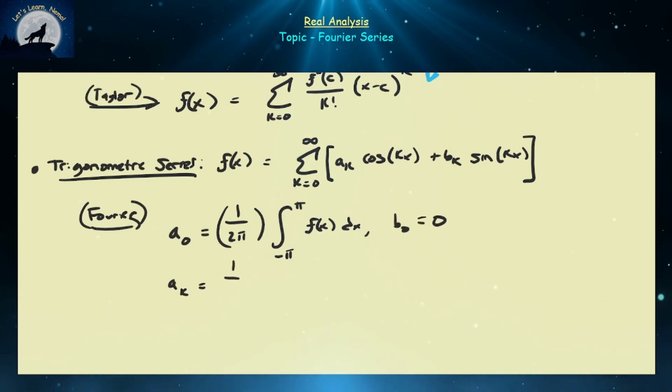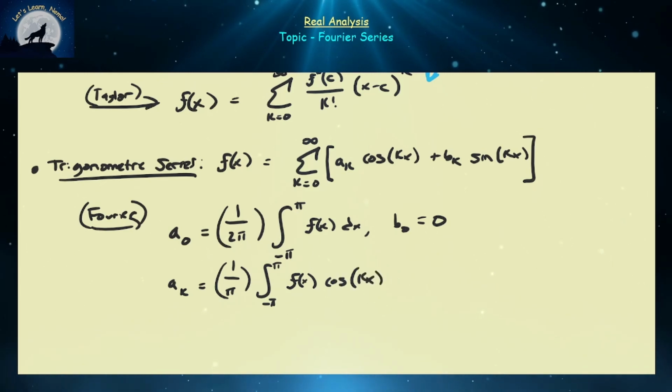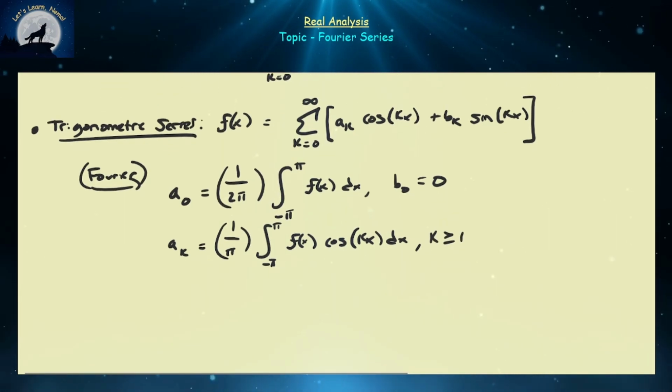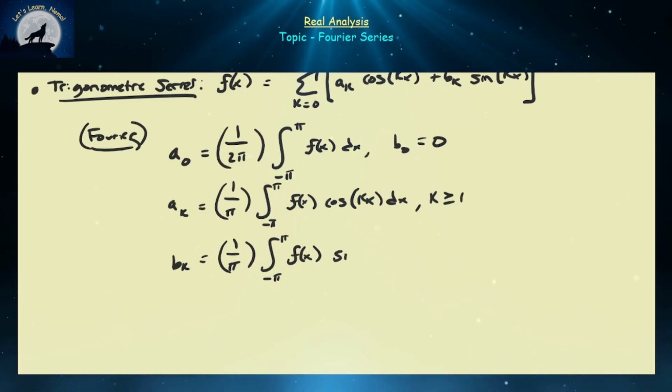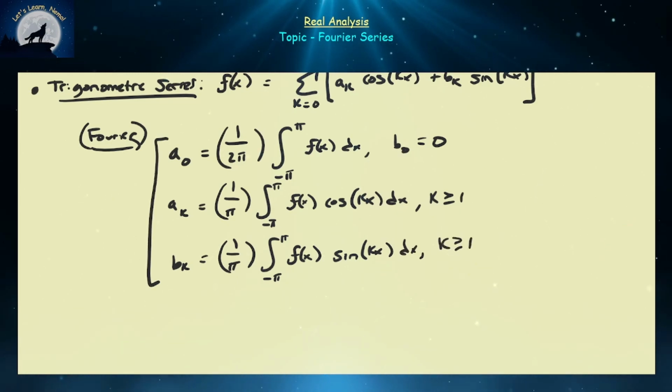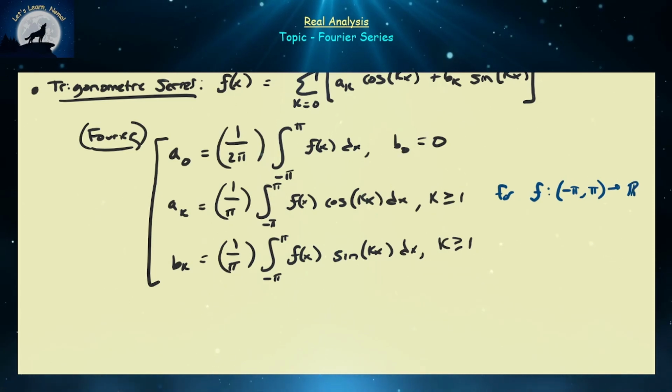a_k is equal to 1 divided by pi times the integral from minus pi to pi of f of x times the cosine of kx dx, and this is for k greater than or equal to 1. The coefficients b_k, because we have sines and cosines, will be pretty much the same thing as a_k: the integral from minus pi to pi of f of x times the sine of kx dx. And again, this is true for k greater than or equal to 1. And this is for functions f that are supported on the interval minus pi to pi.